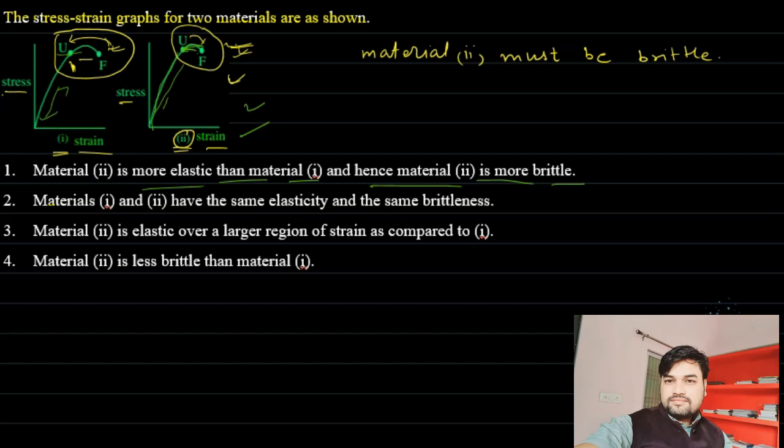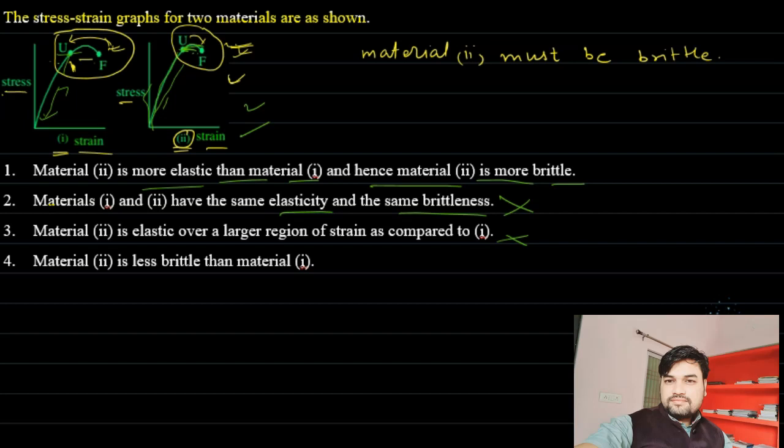Material 1 and 2 have the same elasticity and same brittleness. No, this option is not correct because these two distances are not the same for the two graphs. So brittleness of the two materials is not the same. Material 2 is elastic over a larger region as compared to 1. So this option is partially correct as material 2 has a larger elastic limit than material 1. But material 2 is also brittle, so this option is not correct.